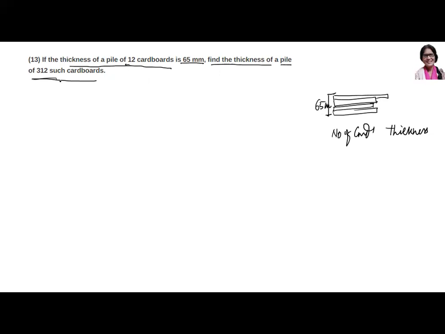So find the thickness of the 312 cardboards. When thickness is asked, I'll take it as x. And what should be the unit? Unit should be millimeter. So let the thickness of 312 cardboards be x millimeter.